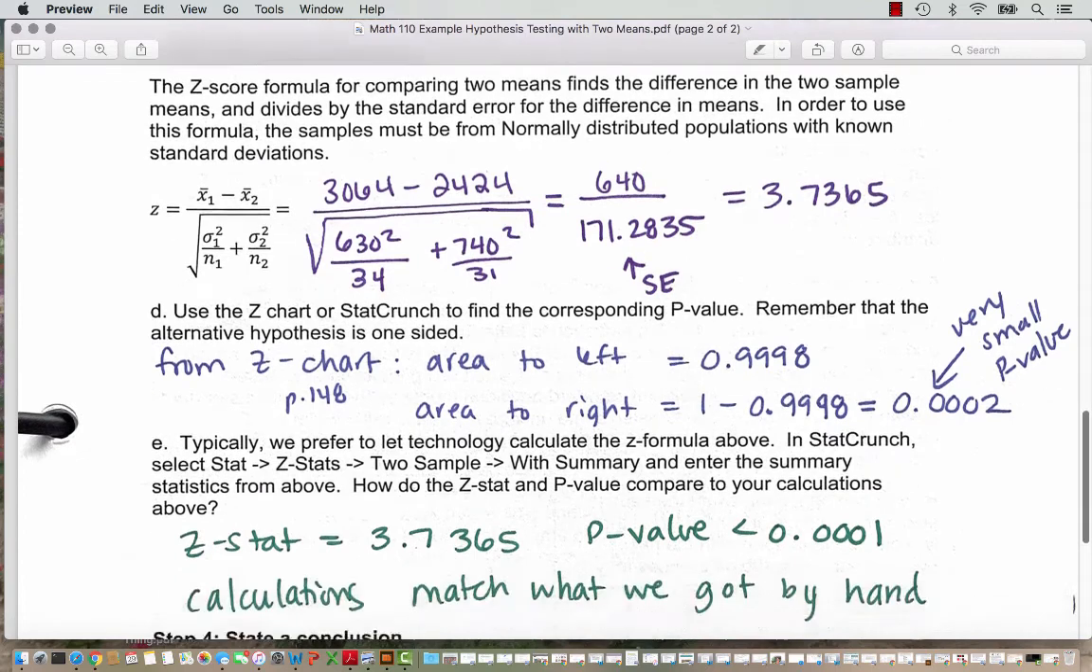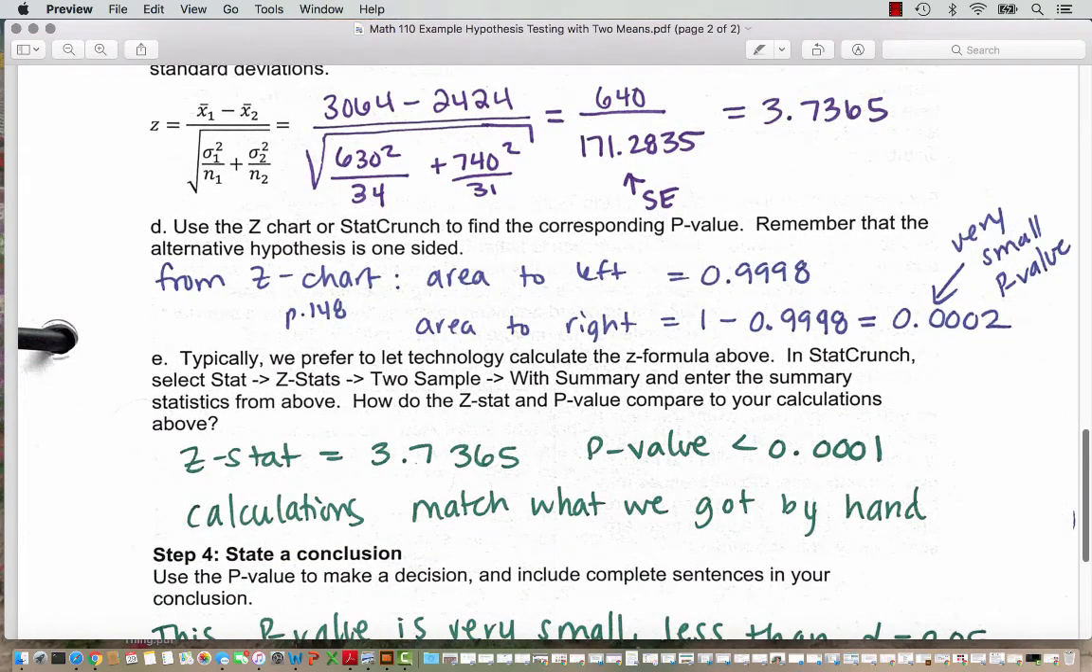We're going to let StatCrunch do this for us. So we're going to go into StatCrunch and select Stat, Z-Stats, 2 samples with summary, enter all of our data, and let StatCrunch do the Z-Stat and find the p-value for us. And those will match what we got by hand. So once we see doing this in StatCrunch, we're not going to try to do this by hand again.